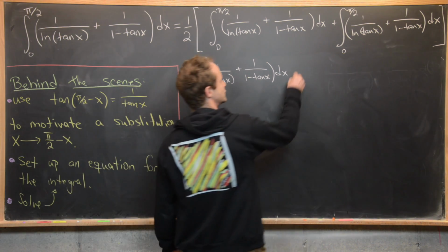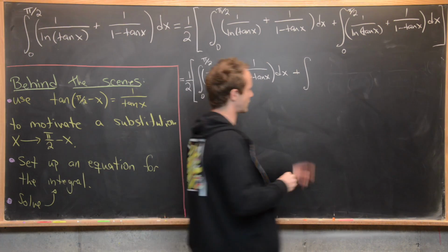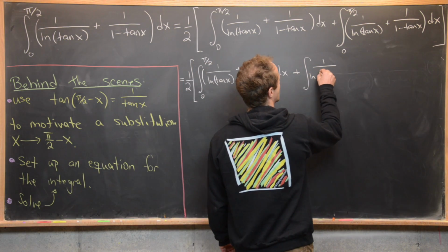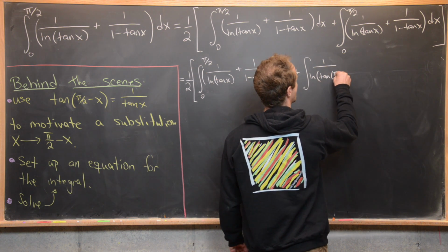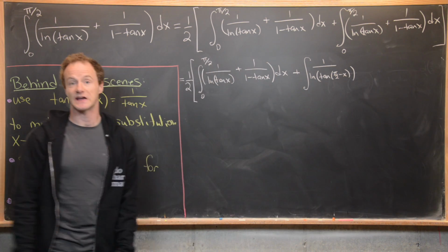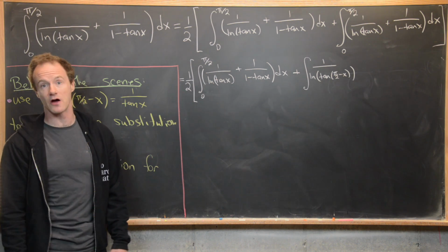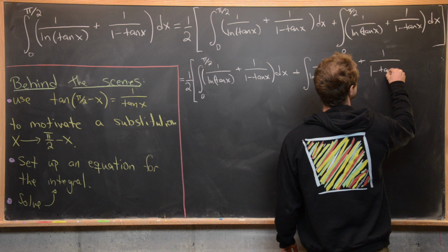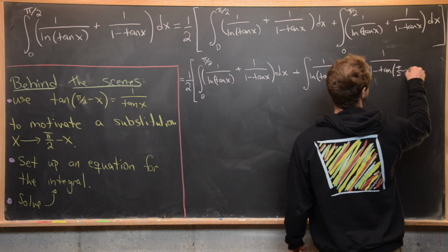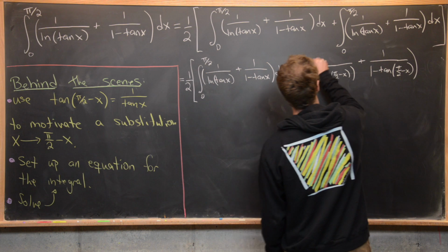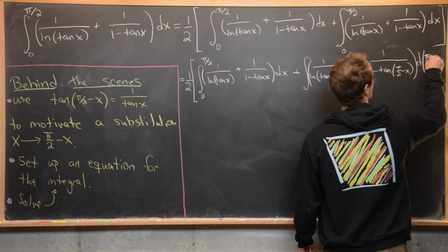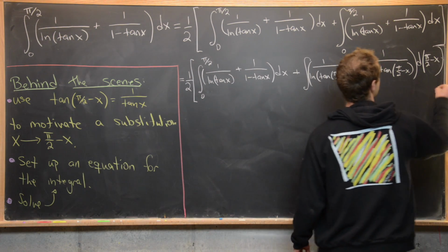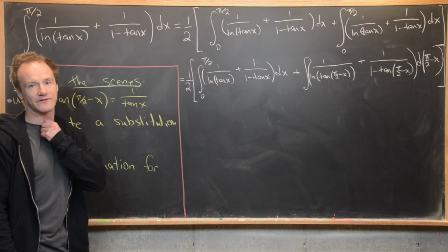Good. Now doing this change of variables, I'm going to have the integral. I'll do the bounds a bit later, but I have 1 over natural log of tangent of pi over 2 minus x. So that's what happens there if I replace x with pi over 2 minus x. And then I have plus 1 over 1 minus tangent of pi over 2 minus x, like that. And then finally, I have d pi over 2 minus x. Great, and then we need to close off our bracket because that is all being multiplied by 1/2 here.